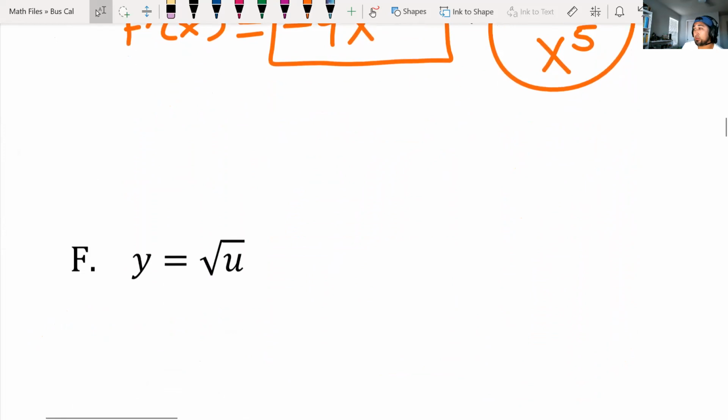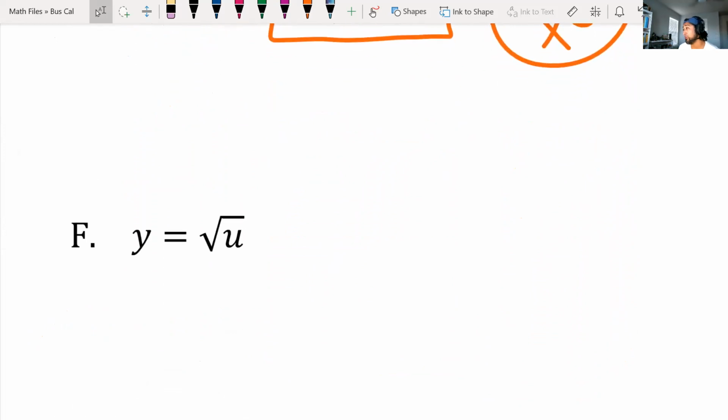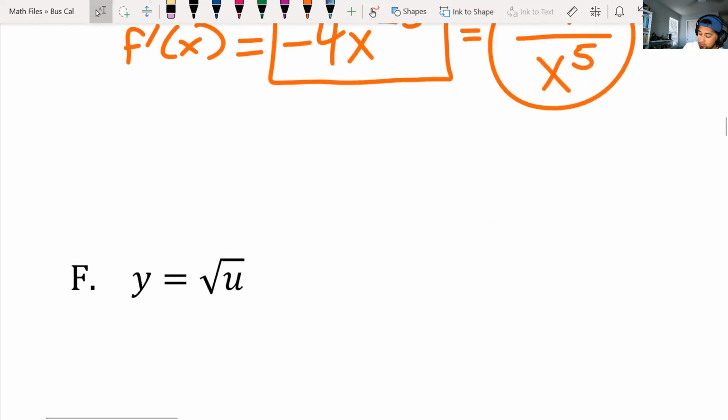All right, next, we might have to introduce some more algebraic properties to take the derivative of the square root of u. So once again, we can't take the derivative in this form. So what is another way to rewrite this radical? One over u to the second? It's going to be u to a certain power.